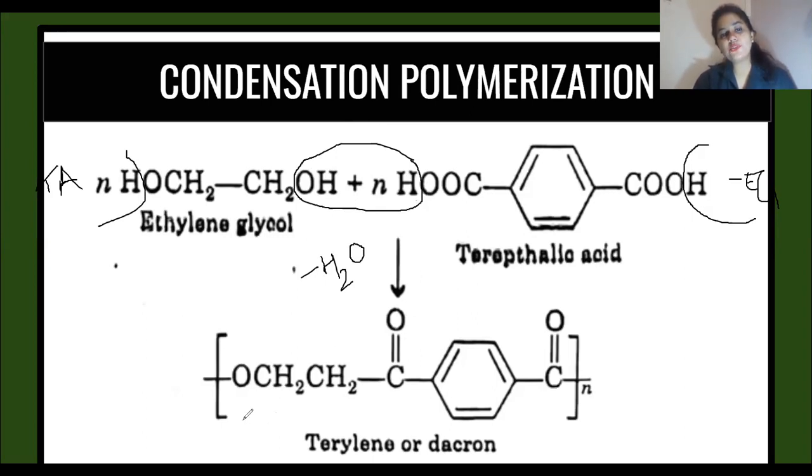So what is the general formation reaction? We have just copied it again: CO, CH2, CH2, then COO of this, then the benzene ring and COO, and then the whole thing in brackets with n. The dashes on both ends indicate that there are bonds on both sides, meaning the terephthalic group on one end and the ethylene glycol group on the other end join with one another, resulting in the bond. The molecule formed in this reaction is called terylene or Dacron, which you commonly use in clothing, in dupattas and everything.